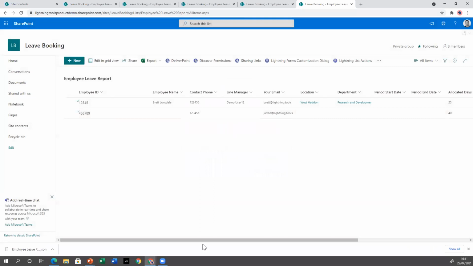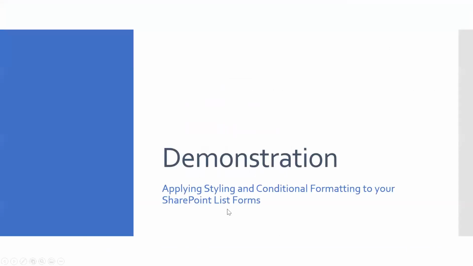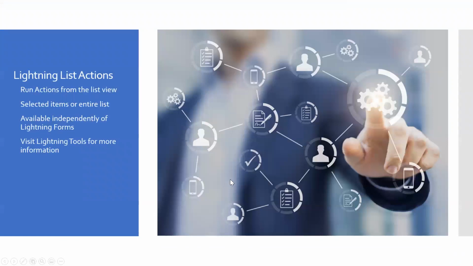All right, so the next thing we're going to do is look at this brand new product. This is an add-on to Lightning Forms, and what it allows us to do is basically perform actions just like we do behind an action button or against the form load actions, and we can do that from the list view itself. And this is something that's available also independently. So if Lightning Forms isn't your thing, but you do like the list actions, then you can go through and acquire the list actions independently of Lightning Forms. So let's take a look at that.